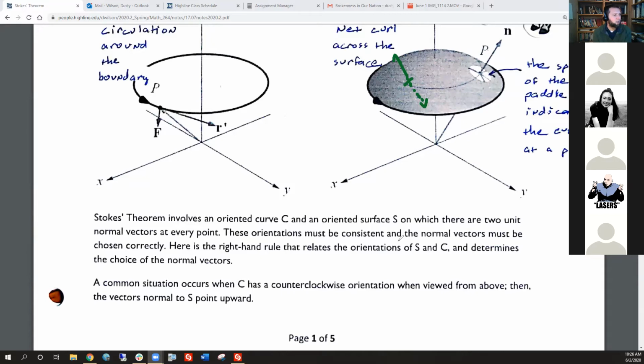Here, I think there's a typo here. Here, the right-hand rule relates the orientations of S and C and determines the choice of the normal vectors. And we all remember the right-hand rule from previous stuff. So a common situation occurs when C has a counterclockwise rotation. That's the one that we were just talking about earlier. When viewed from above, the vectors normal to S are going to point upward.